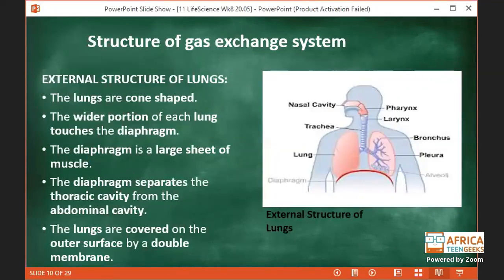Let us just go back to the structure of our gas exchange system. Now let us look at the external structure of the lung, because what we'll be covering here is something that is happening in the lung.